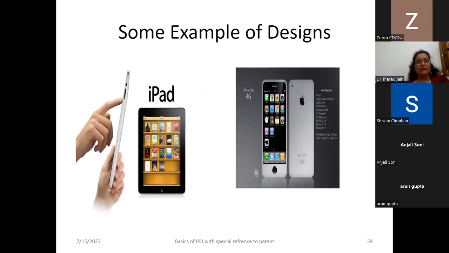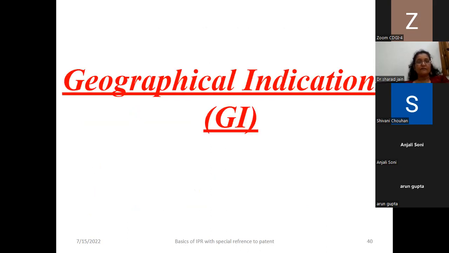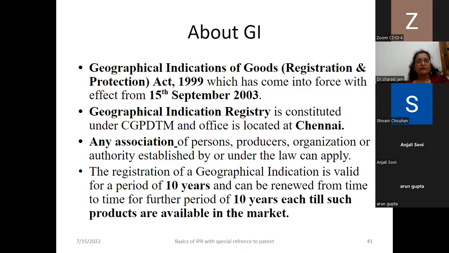So some examples of this design are the iPad pen and iPad design; these come under design. Geographical indication, which I have already told you about, came into force in the year 2003, and the Geographical Indication Registry is constituted under the CGPDTM and the office is located at Chennai.